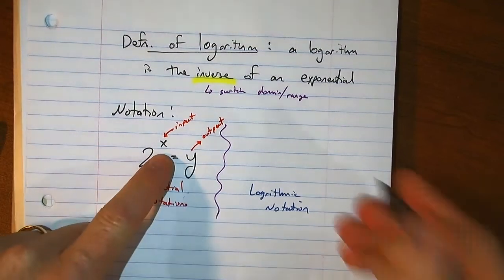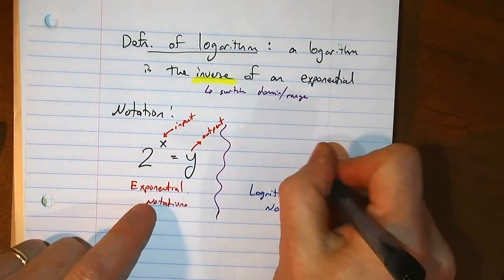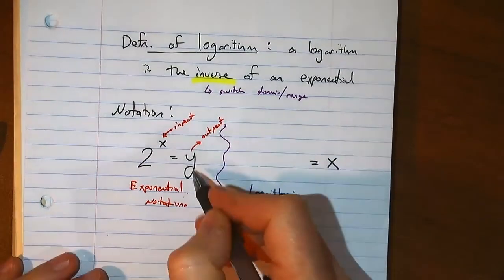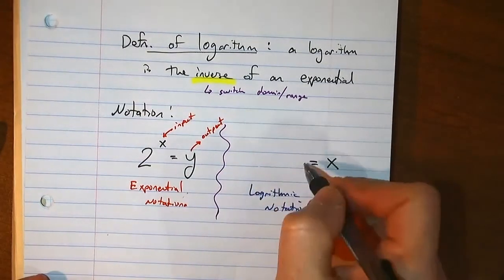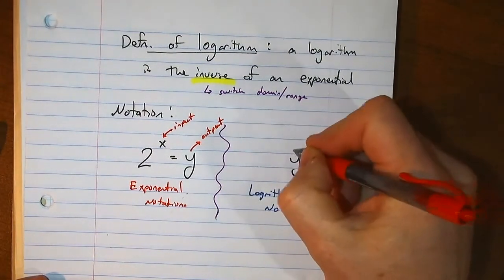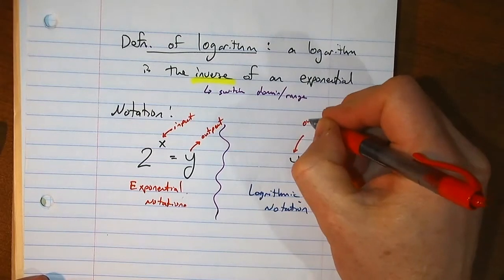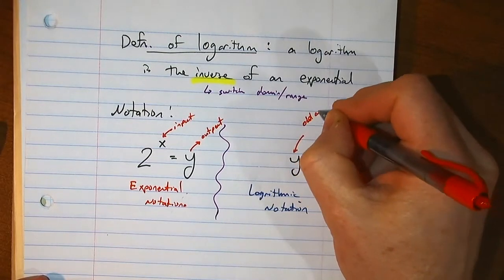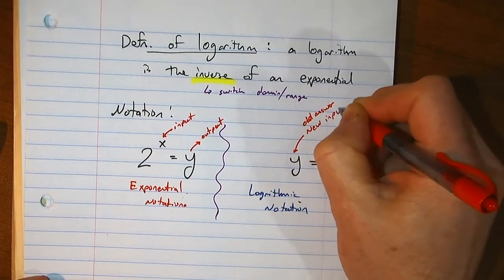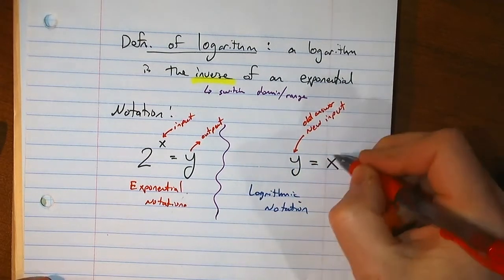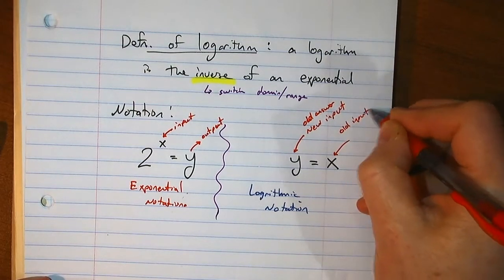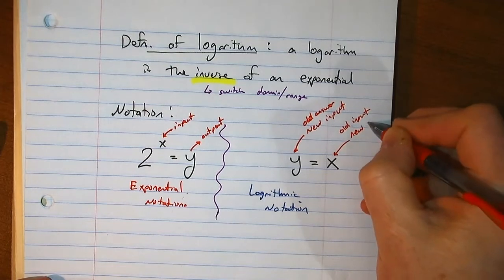Okay. So in a logarithm, the two things switch. The thing that was my input, now all of a sudden, that's my answer. And the thing that was the answer, now that's what I'm going to put into my problem. So this was the old answer, but now it's the new input. It's what we're putting in. And the same thing with this. This was the old input, but now it's the answer that we're getting.